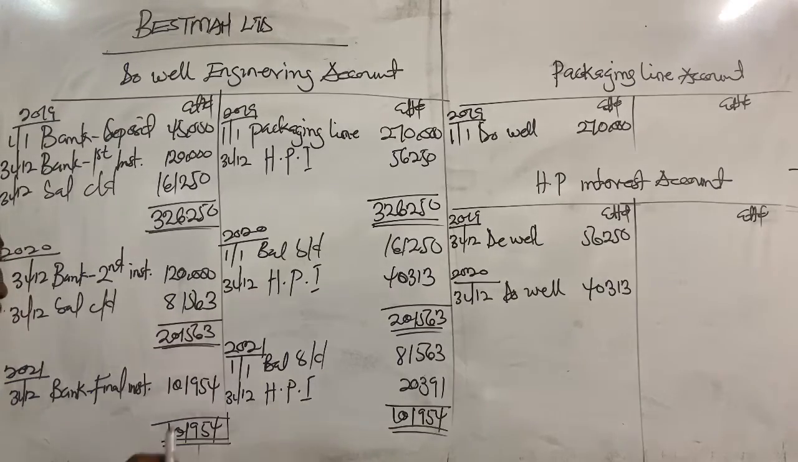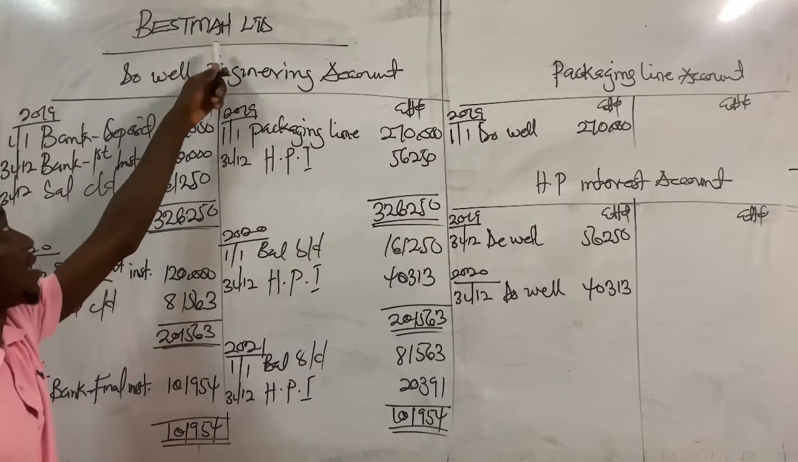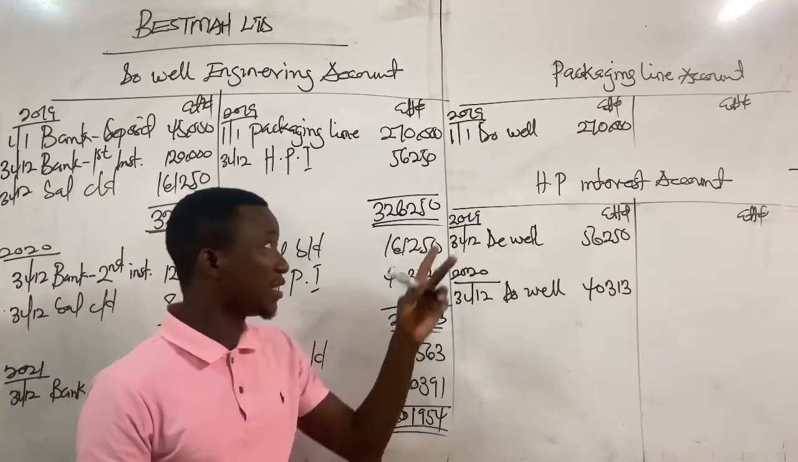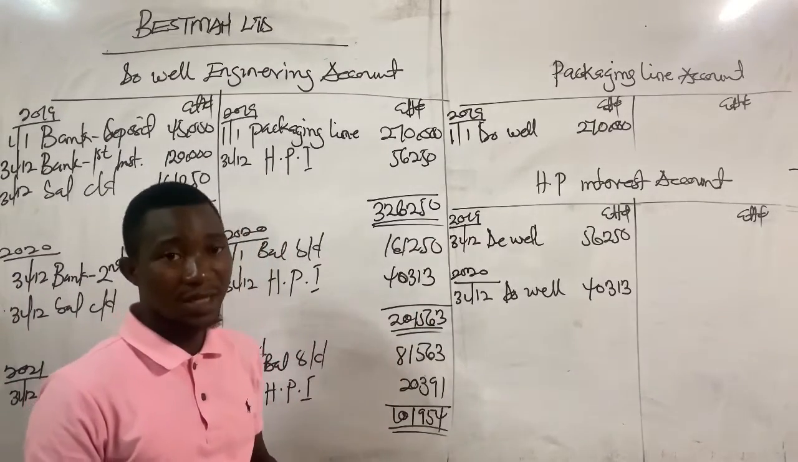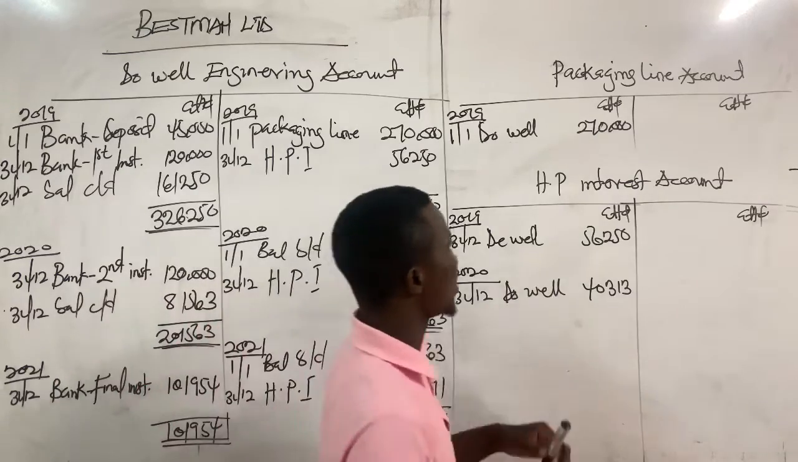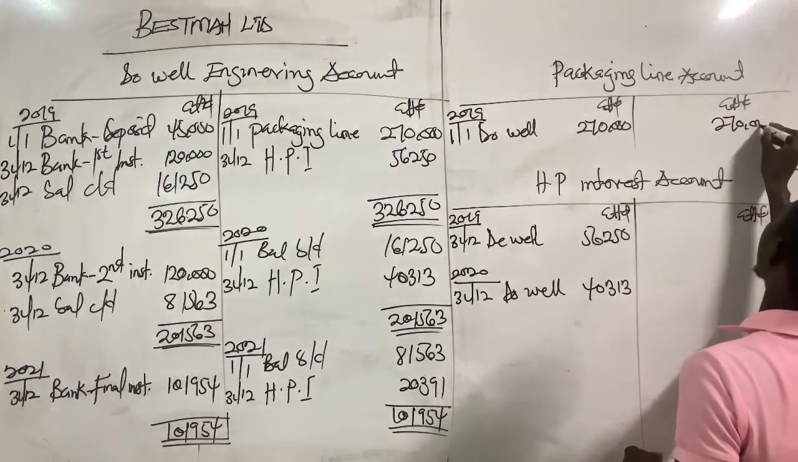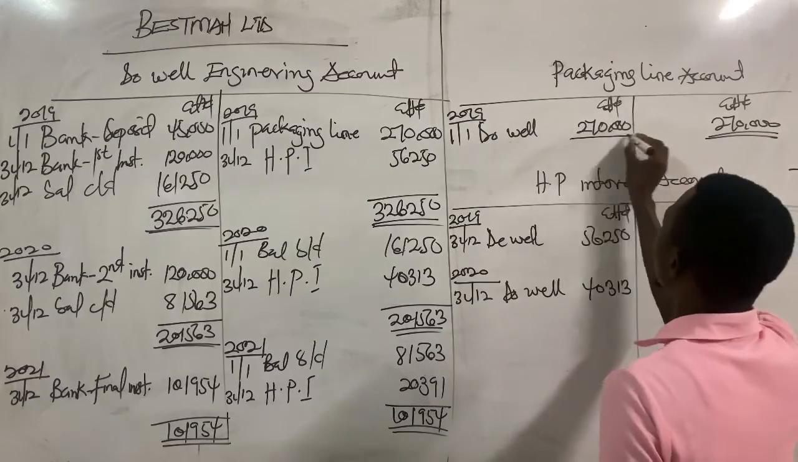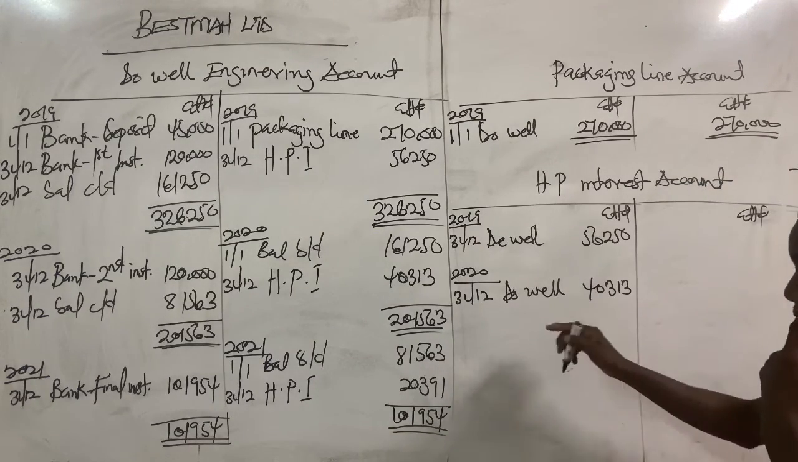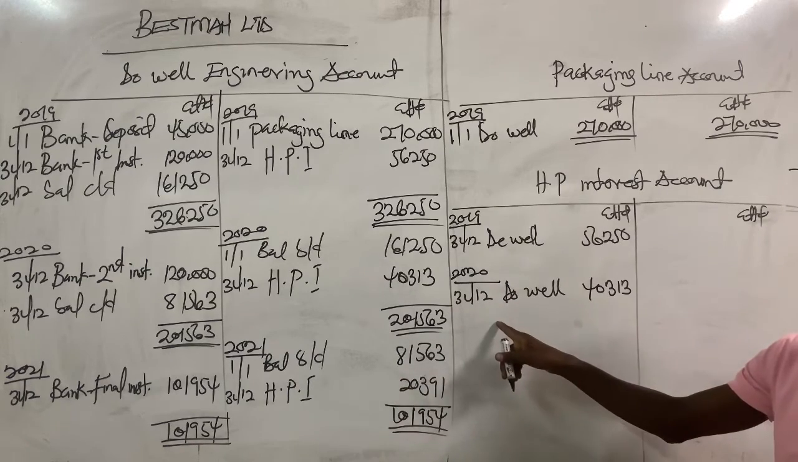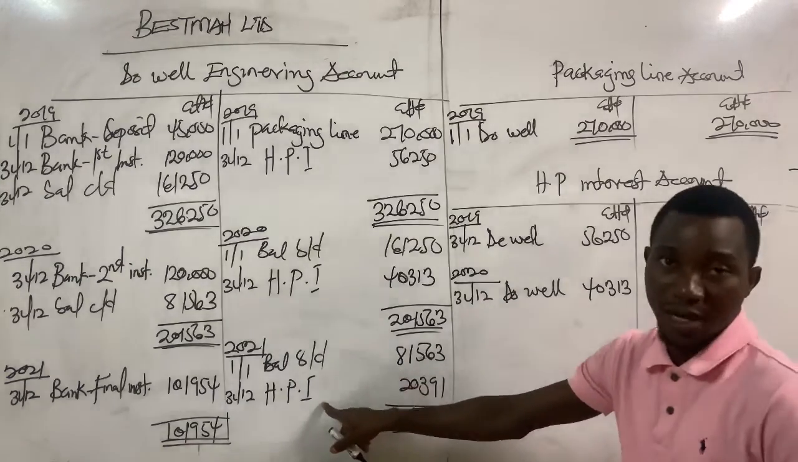This means that as at this point, Bestman Limited can have a full ownership of the packaging line, which is the asset. Is that okay? So we can close this asset account as well. So 270,000, we can close it off. Okay, but remember, we need to enter the interest component for 2021, because this interest is also an expense.